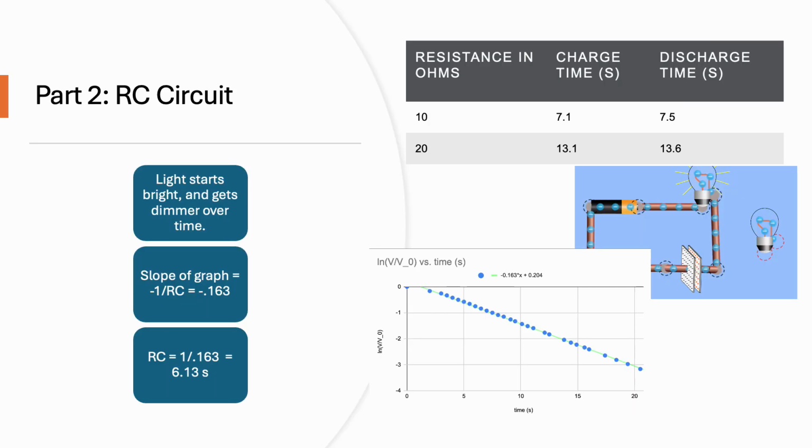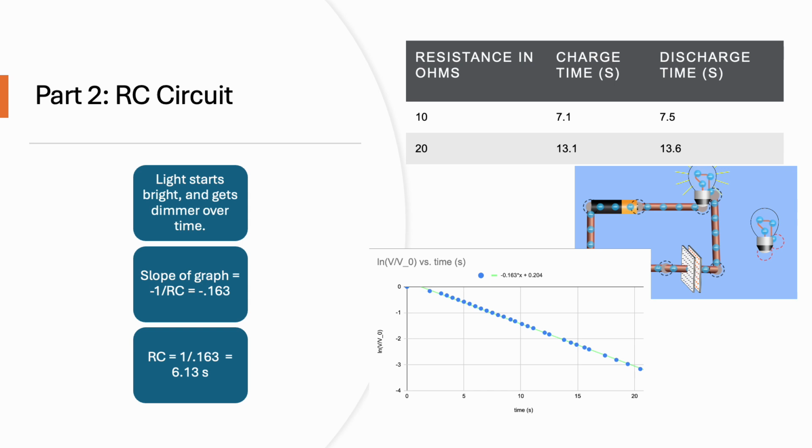So in part 2, we looked at the RC circuit, which you could see in the picture here with the light bulbs. The light starts bright and gets dimmer over time. And in the first part, we were experimenting with 10 ohm light bulbs and 20 ohm light bulbs. And you can see the charge time and the discharge time of the capacitor for each.